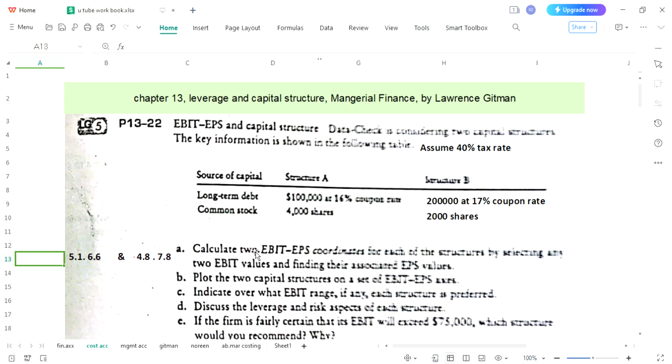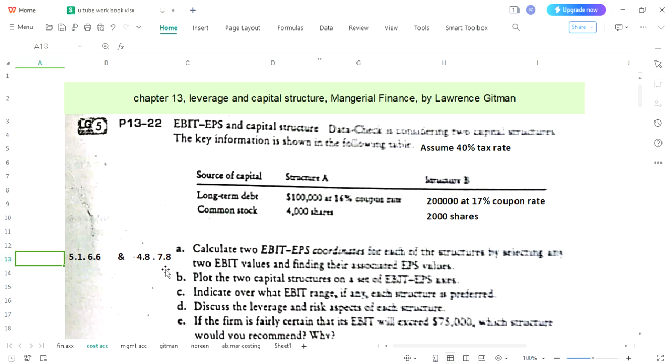What is our requirement? Calculate two EBIT-EPS coordinates for each structure by selecting any two EBITs. What does that mean? Since we are not provided with proper information, it has been said to assume any two EBIT values, so it's up to you. In the answers here, we have assumed that the two EBITs are 50,000 and 60,000. When you are performing this question, you may assume whatever you like.